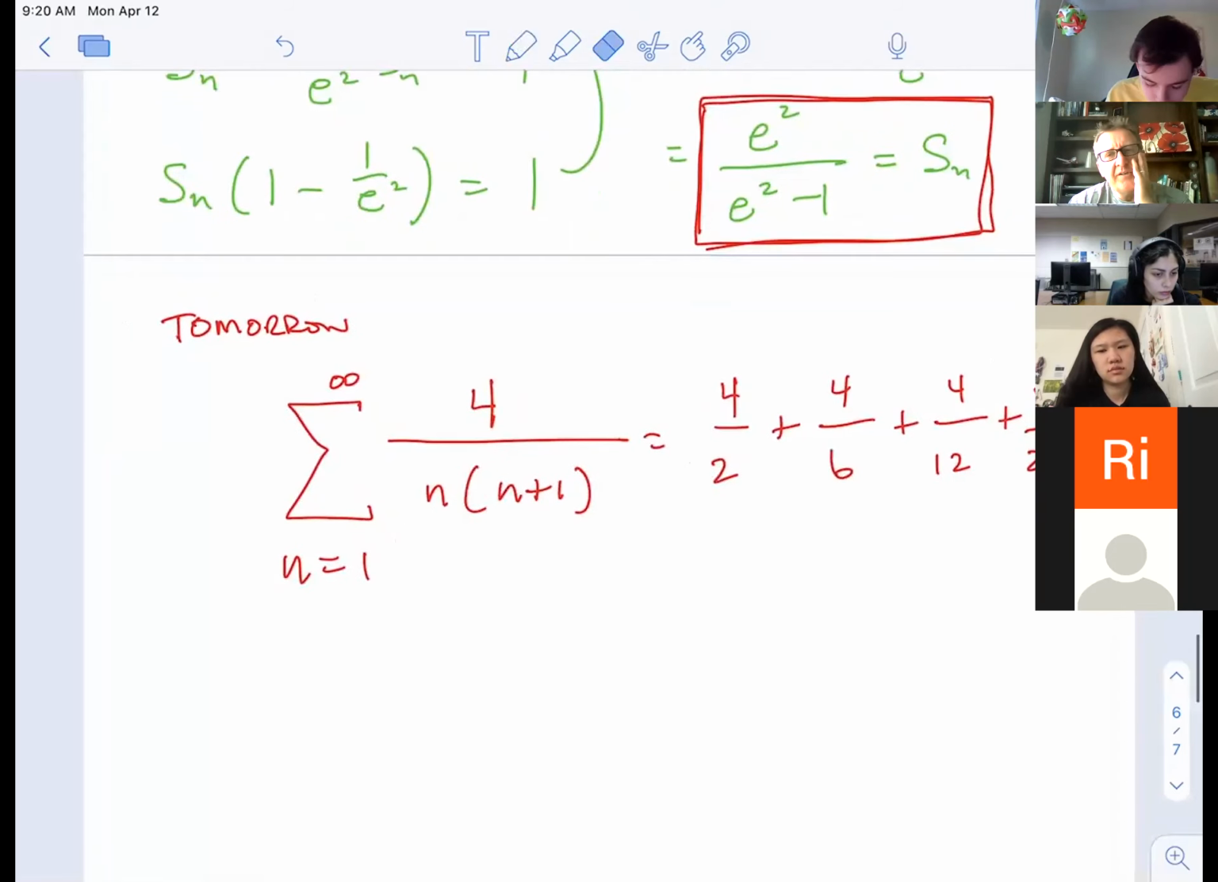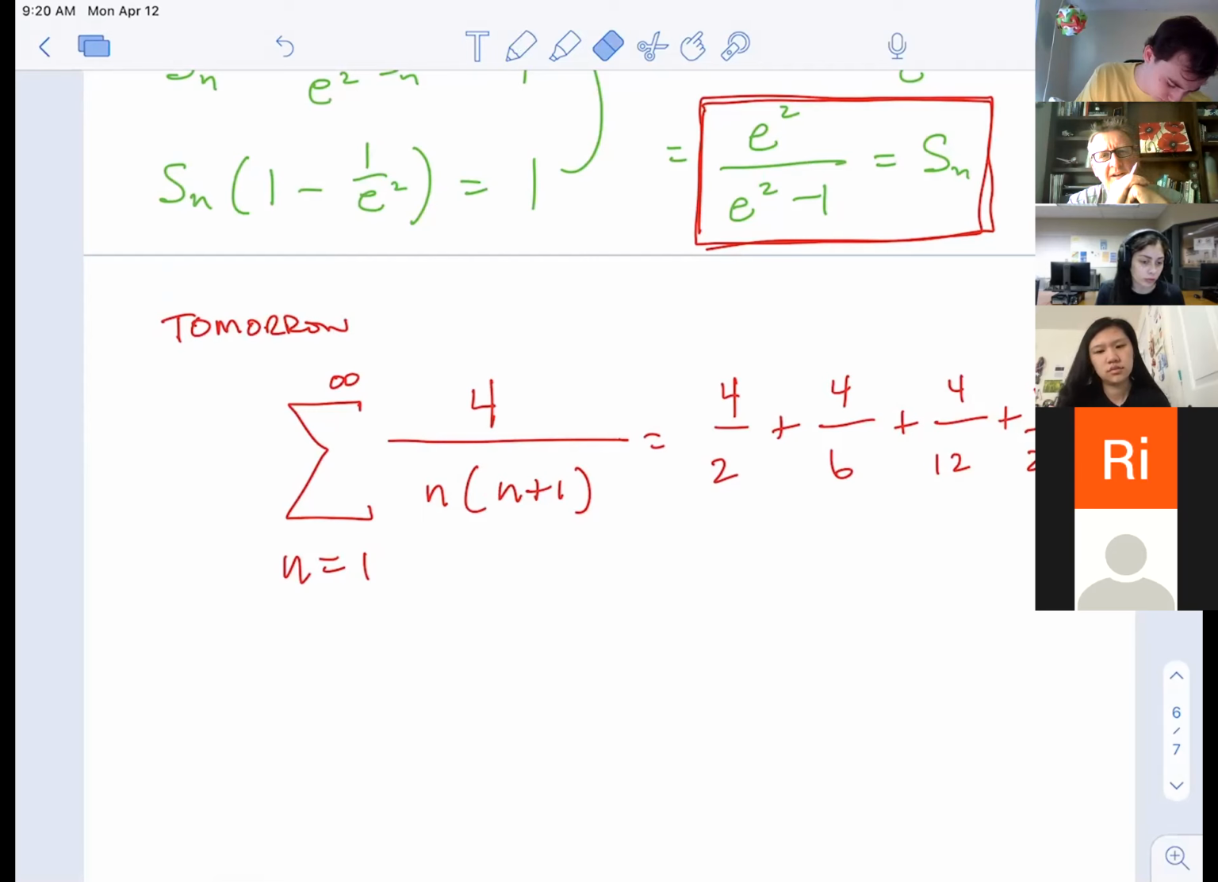What's your intuition? Do you think this will converge? What's happening to the terms? Are they getting smaller? Yeah, are they getting small pretty fast? It won't be long and I'll be out there at 4 divided by 9 times 10, which is 4 over 90. That's a pretty small term. It's 0.04. I think that will converge to something.